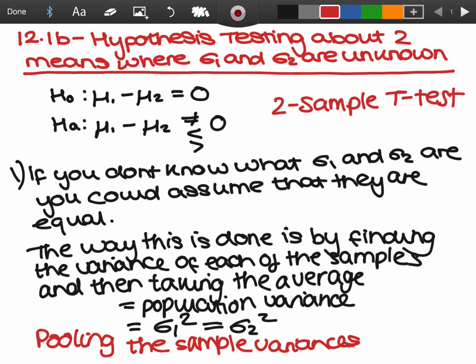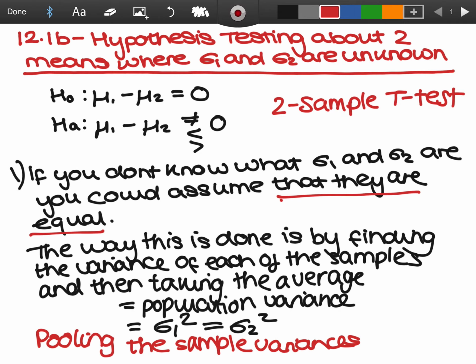And at the bottom, you'll notice it will ask if something is pooled. If in the problem, and they will state it in the problem, they state that they want you to assume that the population standard deviations are equal, you're pooling those sample variances in order to find that. So if you are assuming that sigma 1 and sigma 2 are equal, then you are pooling. So the answer to that is yes.